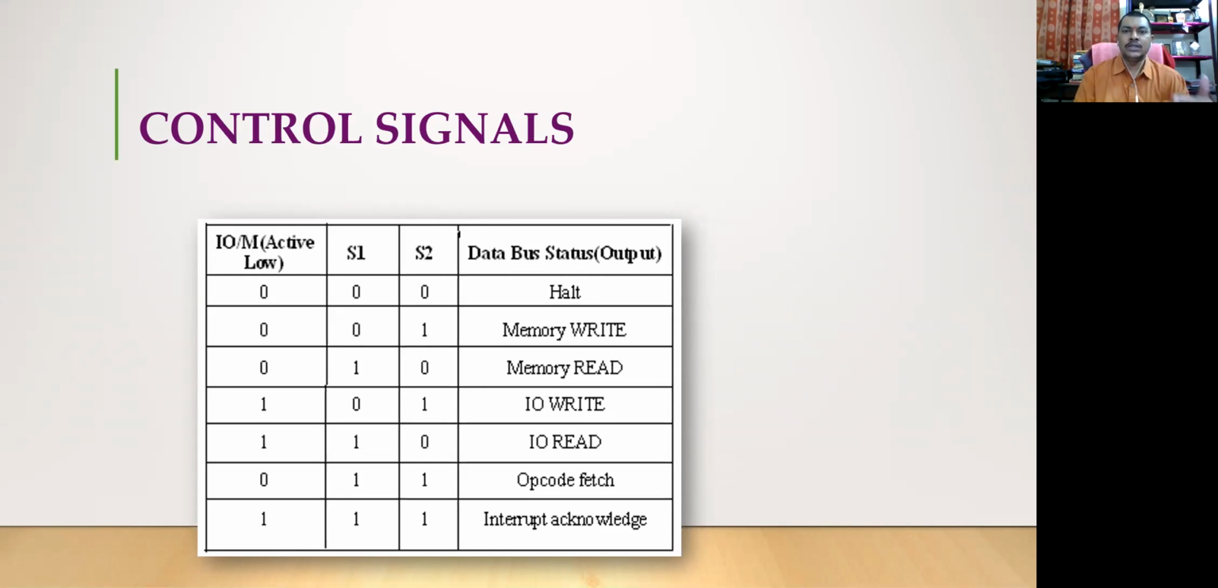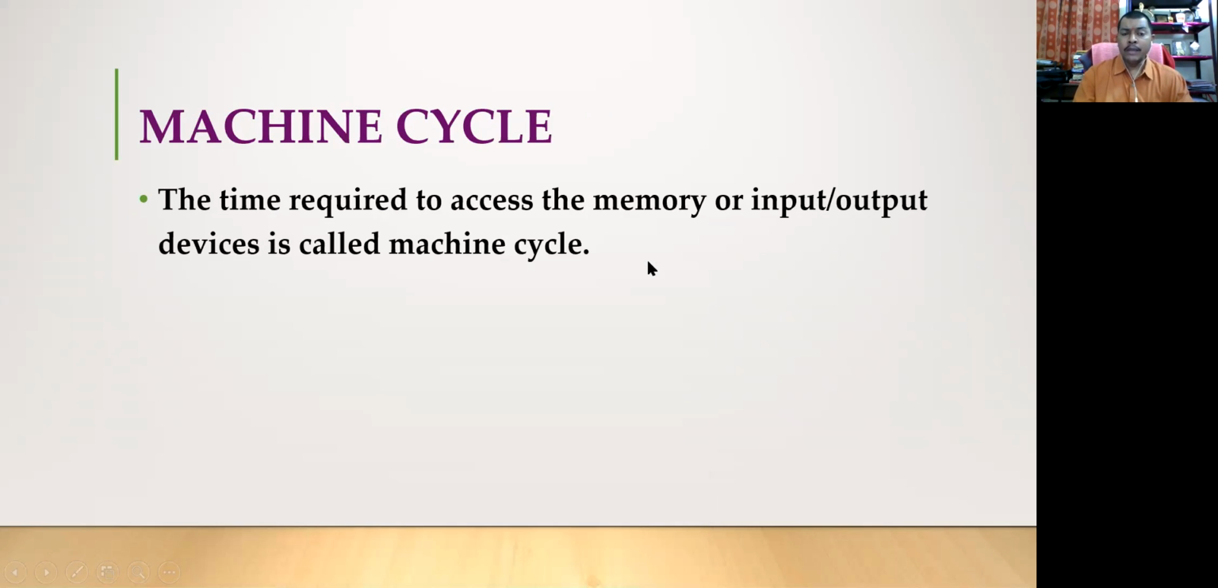the data bus uses those signals to read from the memory, to write in the memory, or to halt, or to give the interrupt acknowledge. So these are some of the signals which are being particularly used by 8085 to generate the control signal. So this was there. Then what are machine cycles?